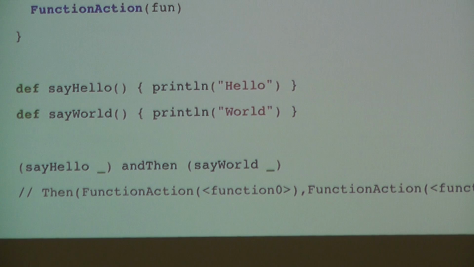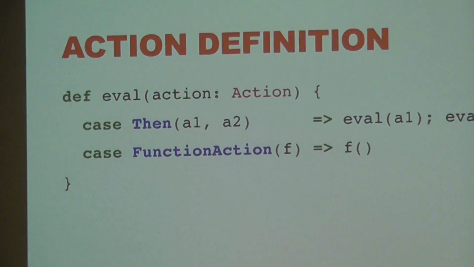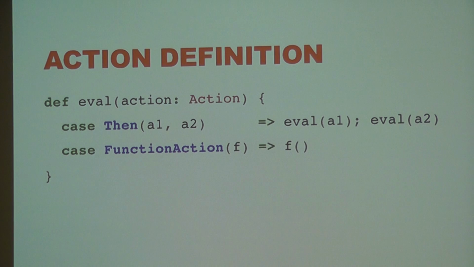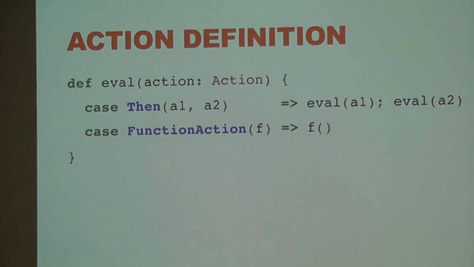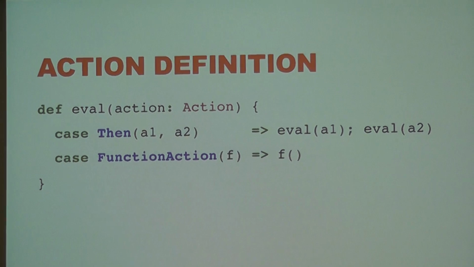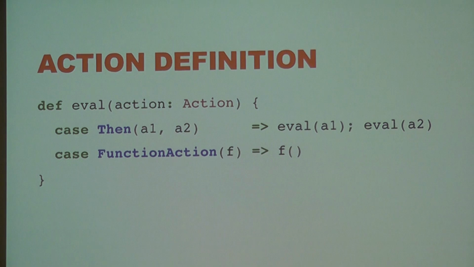And the evaluation semantics for actions are very, very simple. If it's two actions, you evaluate the first and then the second. And if it's just wrapping a function, you just call the function. And here's a good place to notice that because we've separated the syntax and semantics, if we wanted to change the behavior of our DSL by maybe running these simultaneously, each in their own thread, we could do that without changing any of the syntax of the language.